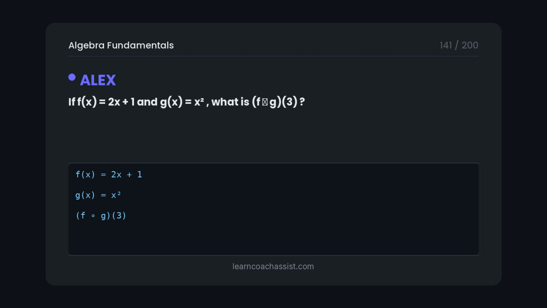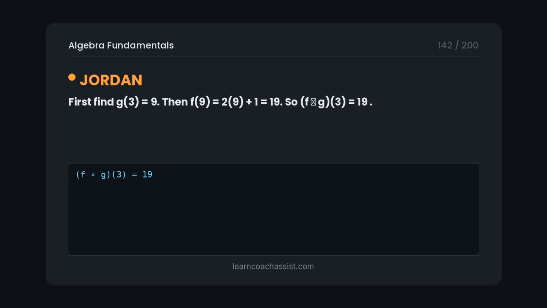If f(x) equals 2x plus 1 and g(x) equals x squared, what is (f ∘ g)(3)? First find g(3), which equals 9. Then f(9) equals 2 times 9 plus 1, which is equal to 19. So (f ∘ g)(3) equals 19.